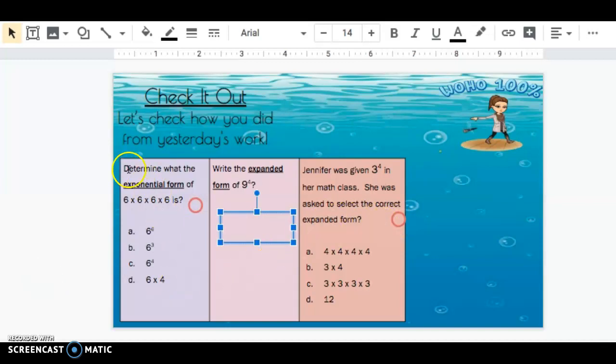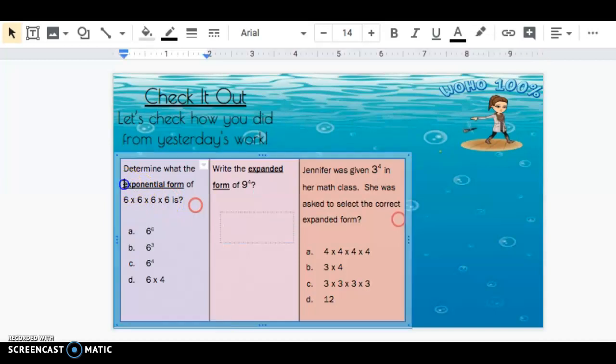All right, so the first one says determine the exponential form of 6 times 6 times 6 times 6. So exponential, remember, you have the word exponent in there. So we know that we're going to have an exponent above. So our base is going to be 6. Okay, so if we look, we see all 6's, so we know it can't be D.